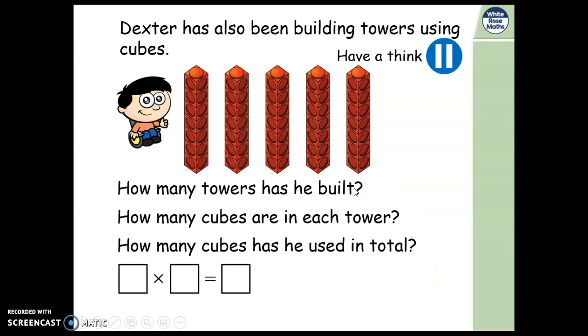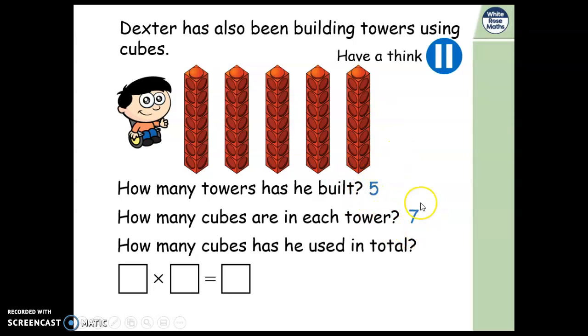Dex has also been building towers using cubes. We've got 1, 2, 3, 4, 5 groups. Okay. How many cubes are in each tower? 1, 2, 3, 4, 5, 6, 7. How many cubes are in total? Now that's more difficult because we'd be counting in 7s.